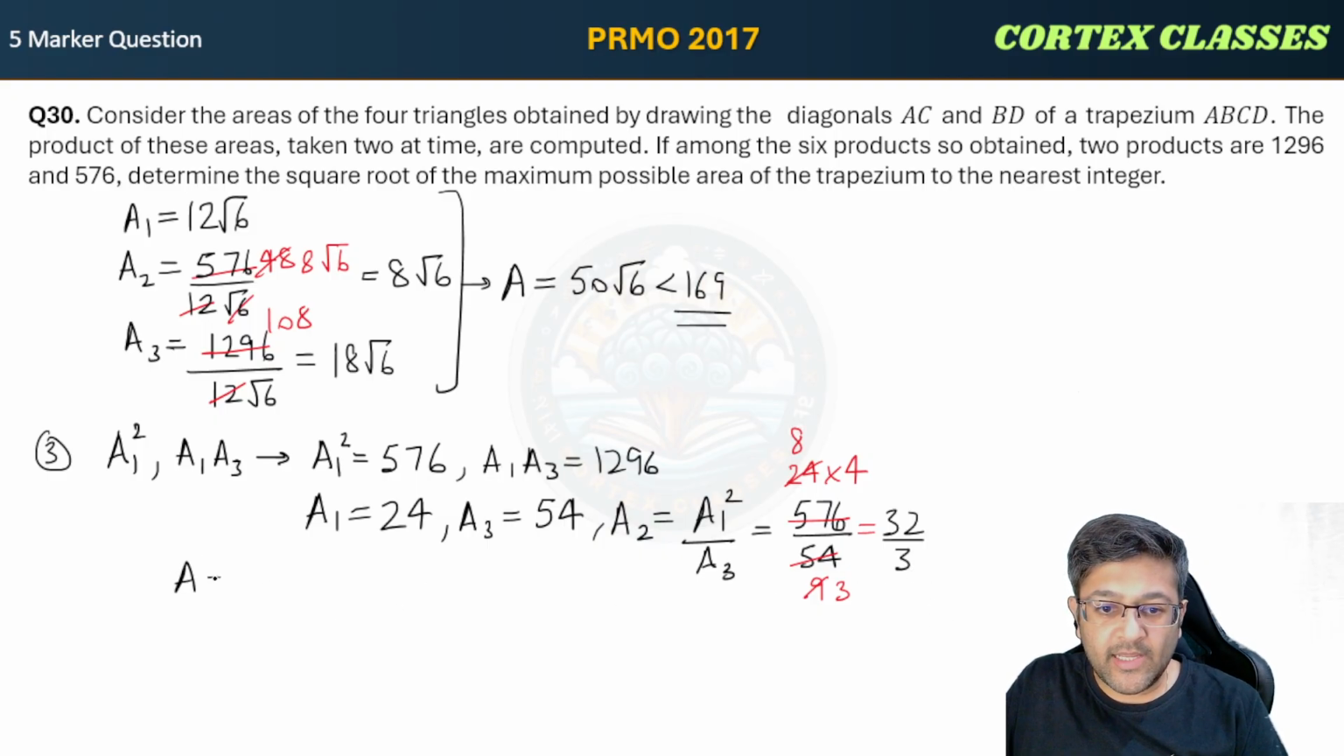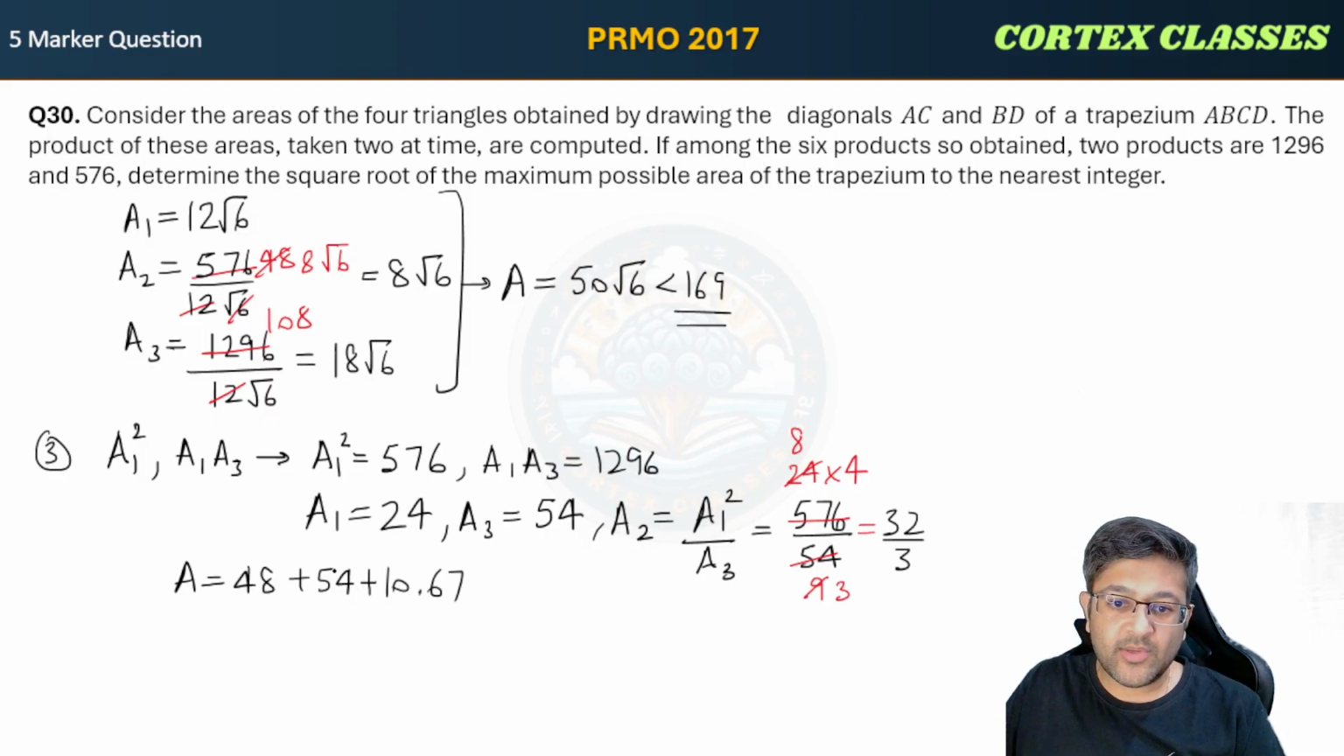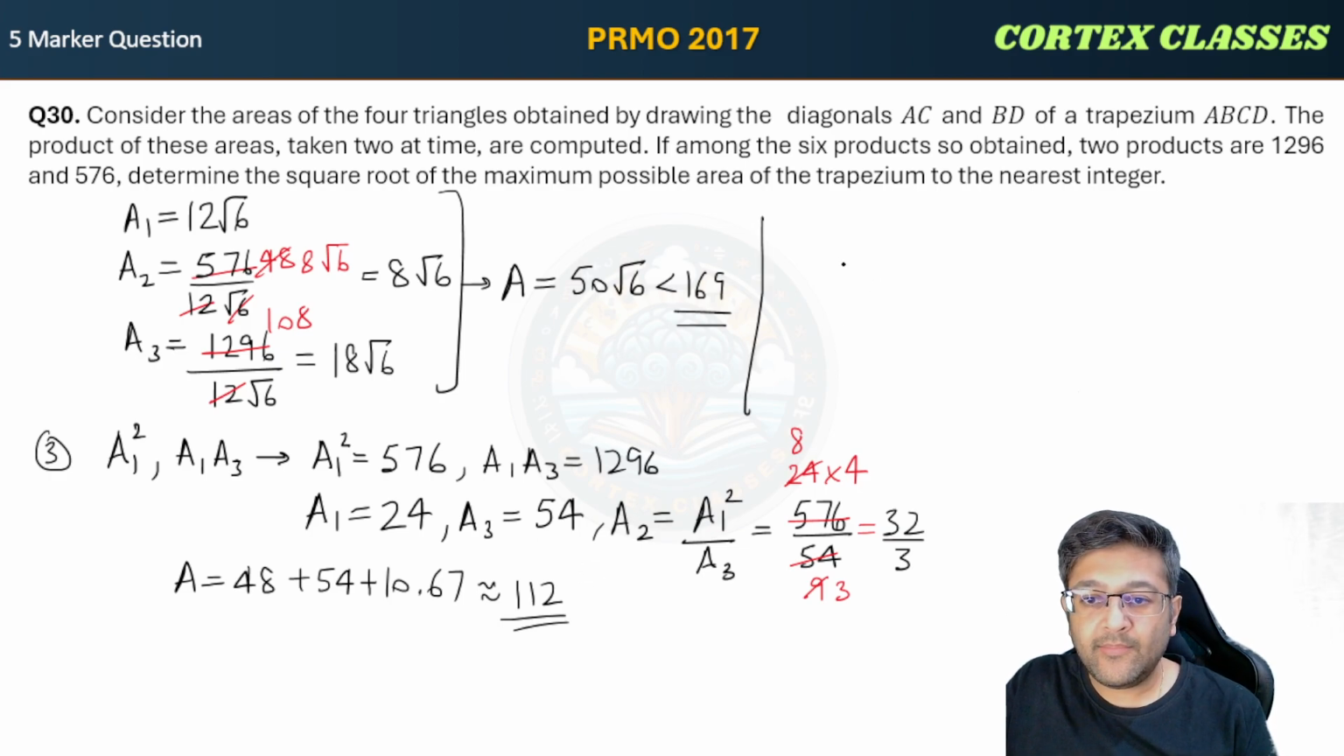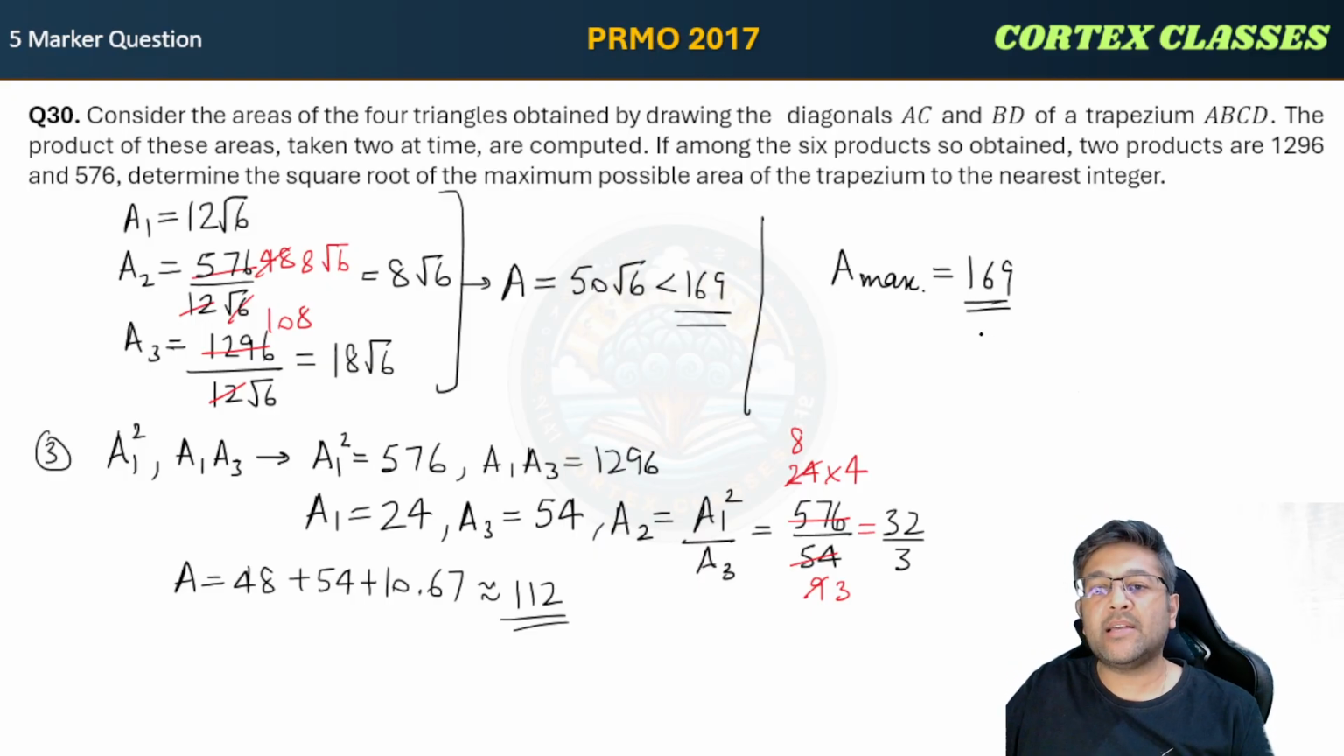So what is the total area? Twice of a1, 48 plus 54 plus 32 by 3. So that's approximately 10.67. So you can see here 54 plus 102, 112 के आसपास आ रहा है guys. This is about 112. So the largest one was 169. A max जो हम लिख सकते हैं, जो हमने guys calculate किया, that is 169. In the first case that we calculated itself, that was the largest.